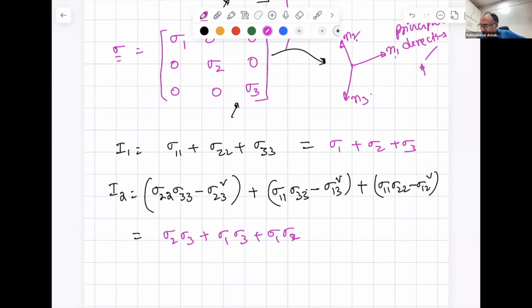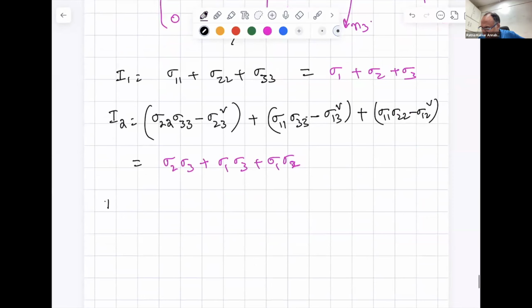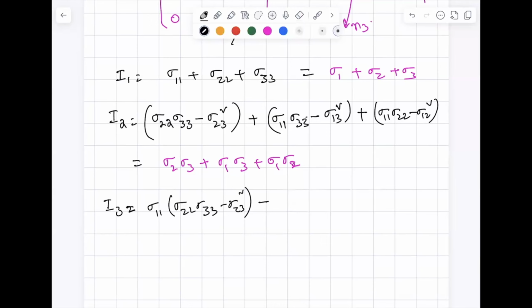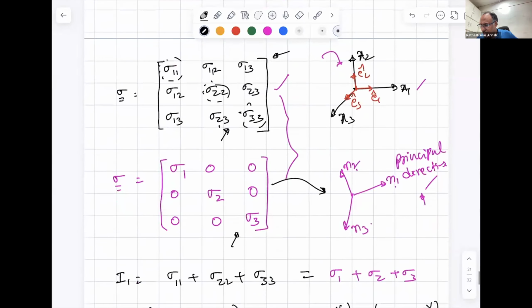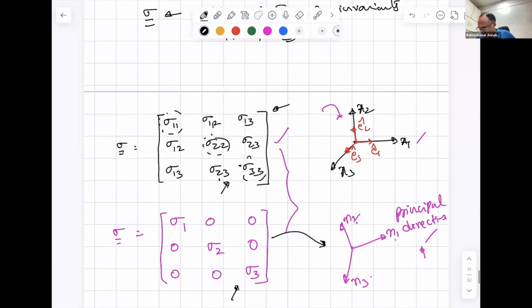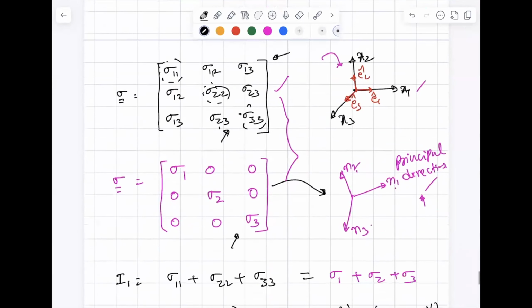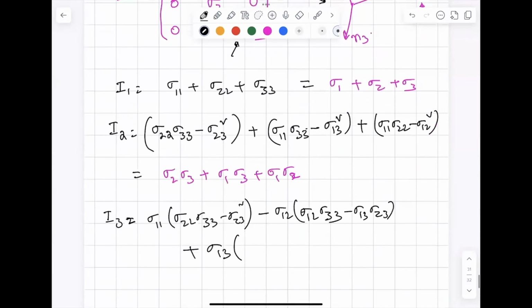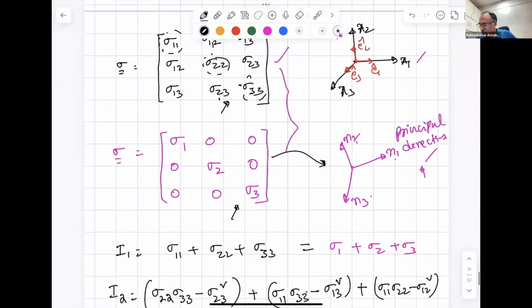So these two should be equal, correct? Now what is I3? Sigma 11 into sigma 22 sigma 33 minus sigma 23 square, minus sigma 12 into sigma 12 sigma 33 minus sigma 13 sigma 23, plus sigma 13 into sigma 12 sigma 23 minus sigma 13 sigma 22.